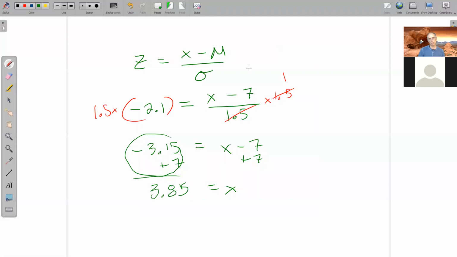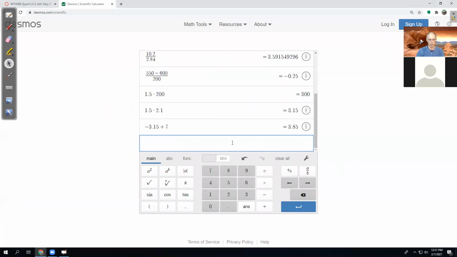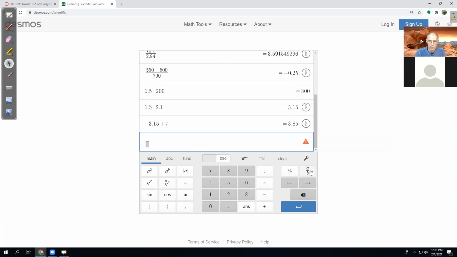And I could always check by plugging back in. That's the nice thing about playing with these formulas. What if I take x as 3.85, subtract that average of 7, and divide by the spread of 1.5? I better get that negative 2.1 back. So let's double check. We've got to get good with our calculators and realize we should check stuff once in a while. So, fraction: 3.85 is what we think x is, and then from that, we subtract the average and divide by the spread.